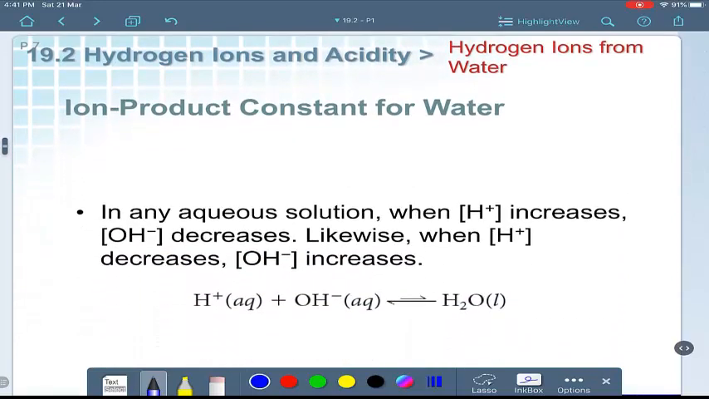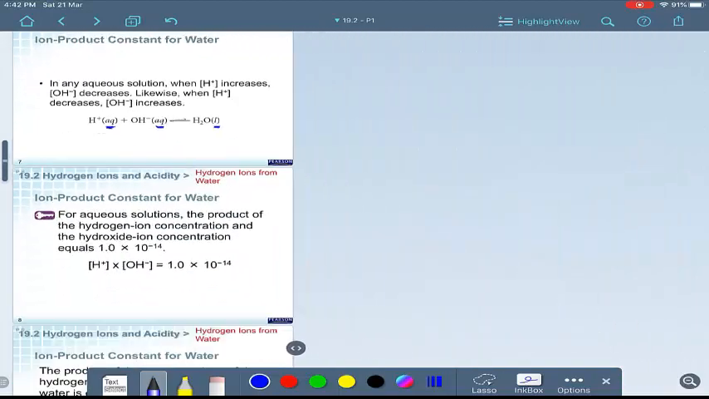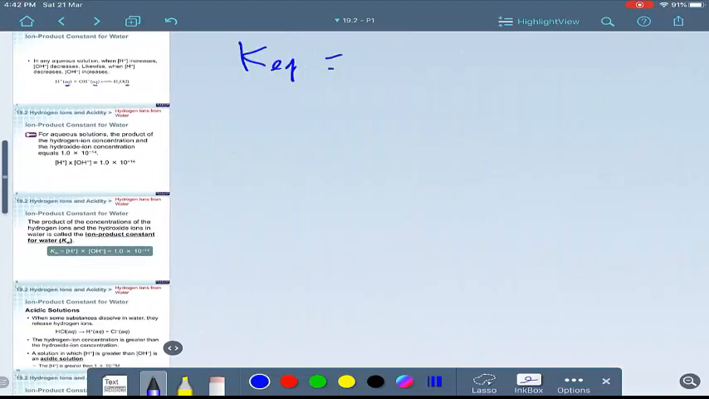Ion product constant for water is K. Remember when we studied the equilibrium constant for any reversible reaction? I want to say something. Look, we have here aqueous and liquid. What we said before is, if you want to calculate the K equilibrium for any reaction, you have to deal with gases.